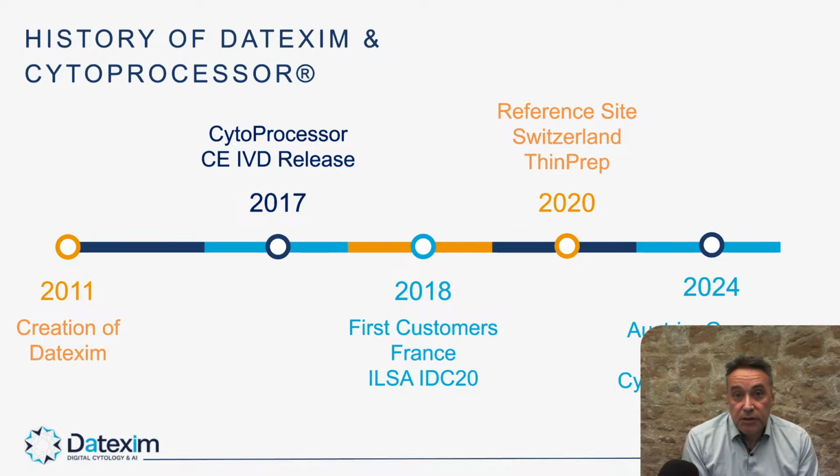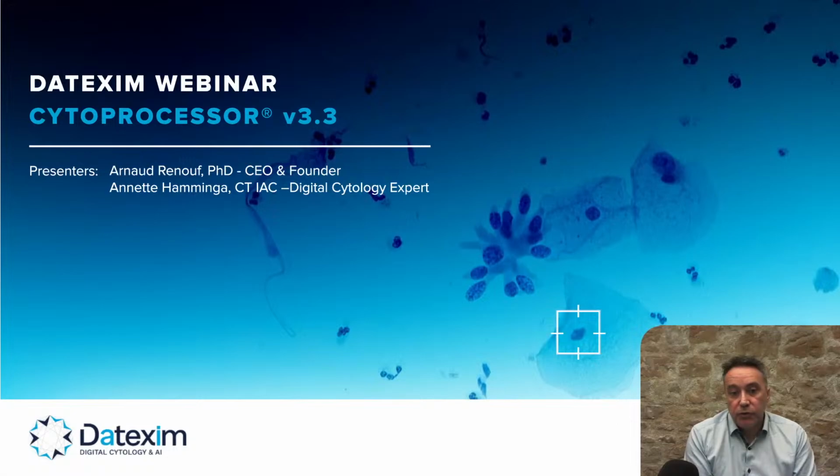In 2018, we installed our first customers in France. These customers were using a diagnostics technology with a machine called IDC20. And we were using 3D Histech scanners, the P250. In 2020, we adapted the solution to ThinPrep slides on the P1000 from 3D Histech.